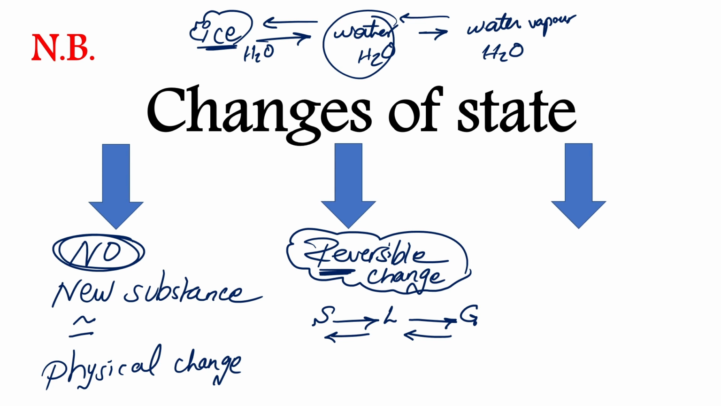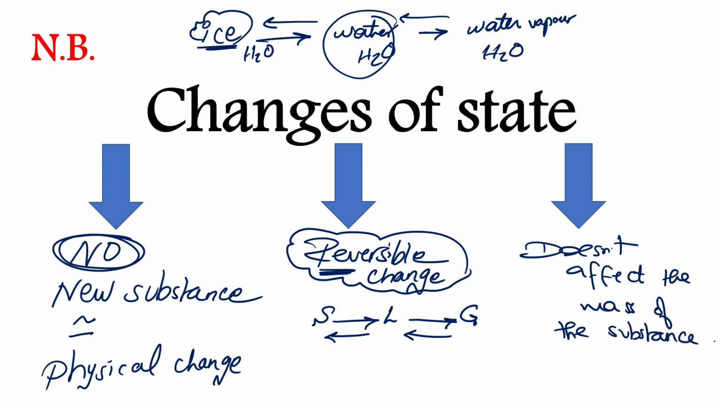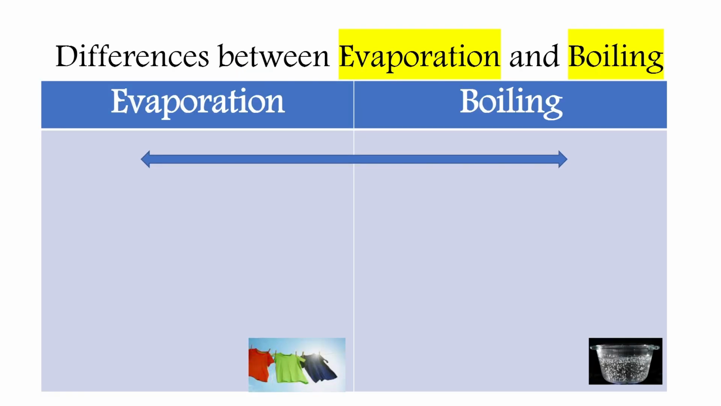The third point is that changing of a state doesn't affect the mass of the substance. How is this? We have here ice, water, water vapor. Here ice H2O, water H2O, water vapor H2O. So the mass is not affected. The mass doesn't change.